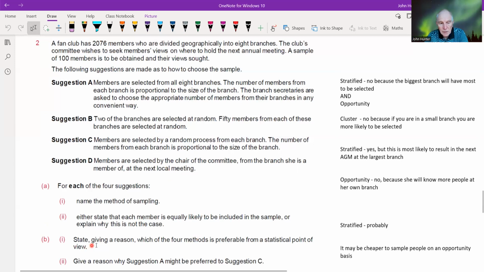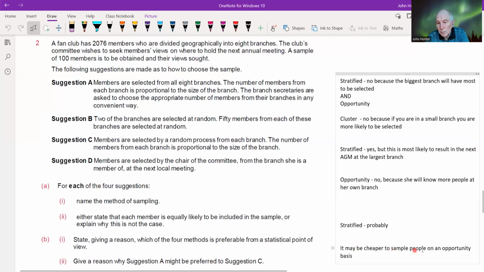Okay, part B, state giving a reason which of the 4 methods is preferable from a statistical point of view. I think this is quite arguable, actually. The answer they're looking for is stratified, but I think it's a little bit more complicated than that, because it's quite possible that the cluster method will give us a better result and with least error.